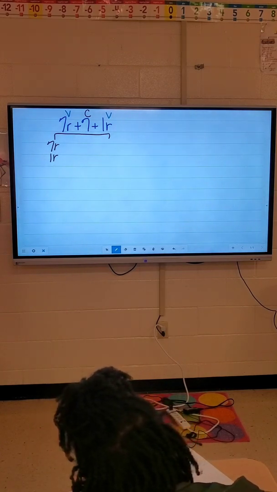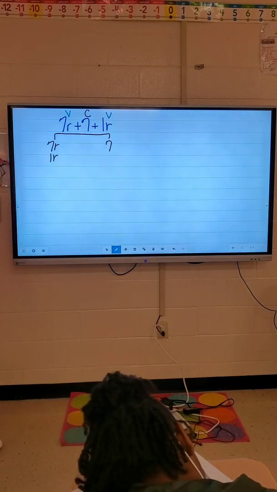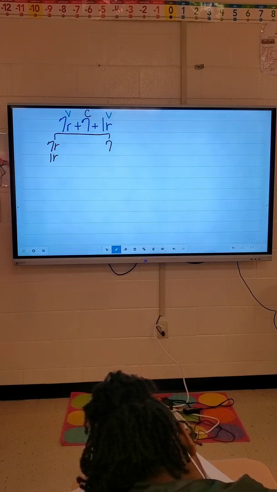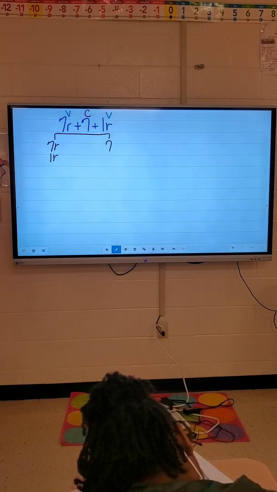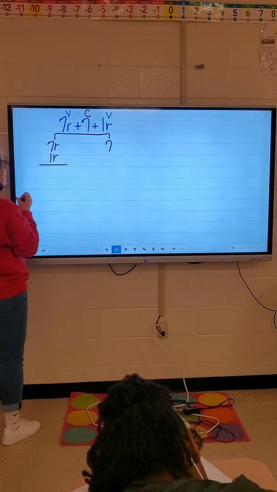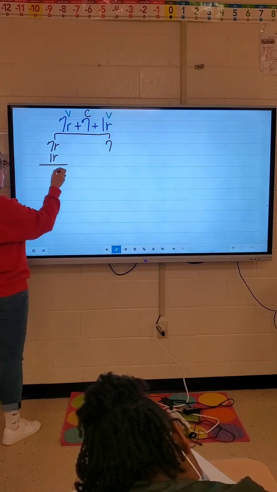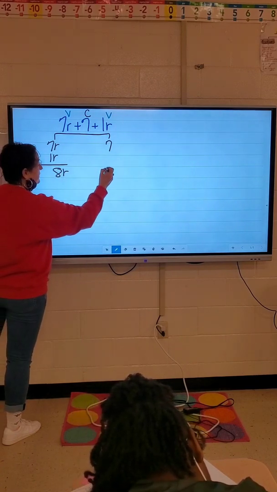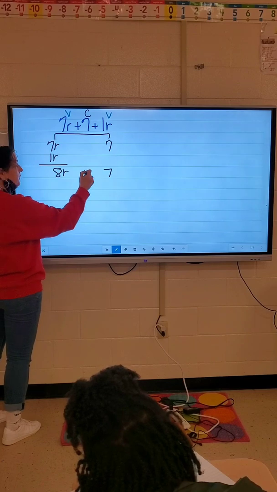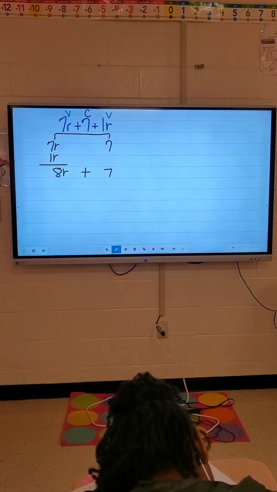Okay? I have a constant term of 7 that I'm going to stick over here, because it can't go over here with these. Okay? It's all that over there by itself. All right? Any questions about that? We're grouping and sorting. Now I'm just going to put these together. 7R plus 1R is what? 8R. And that's just a pop. And so there's my expression. 8R plus 7. That's the answer.